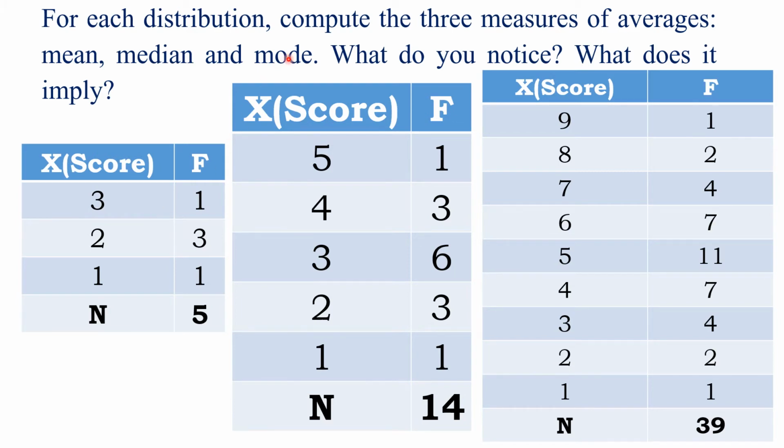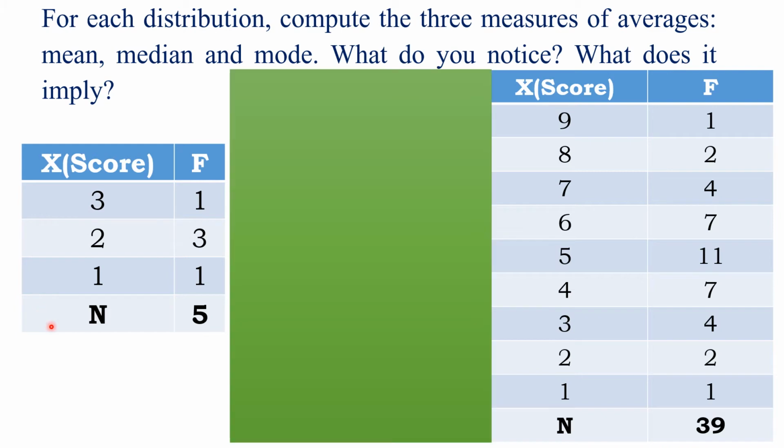Our task here is to compute for the three measures of averages, the mean, the median, and the mode. And then let's have some observation. After having our observation, let's try to answer this question: what does it imply?